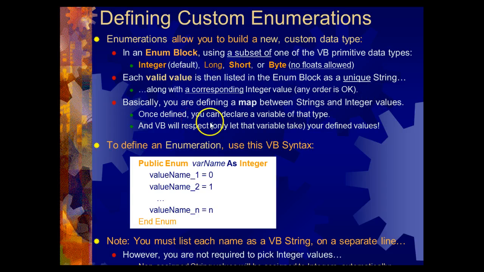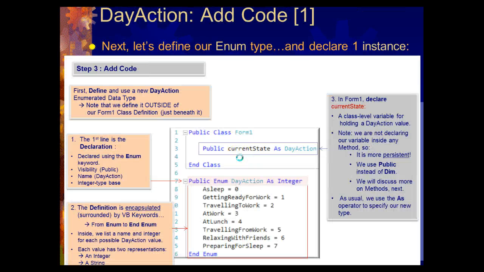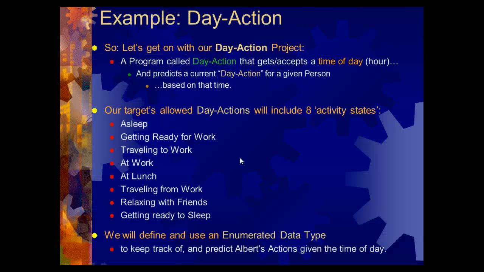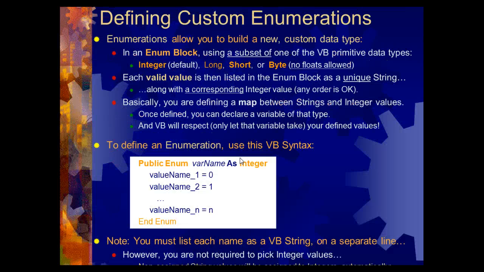Once defined, you can declare a variable of that type. So once we finish doing this, then we can declare, like we did, what was it called again? It's called current state. So we can declare a variable of that type, like current state, and VB will only let that variable take your defined values. So it will only let it take on these values.